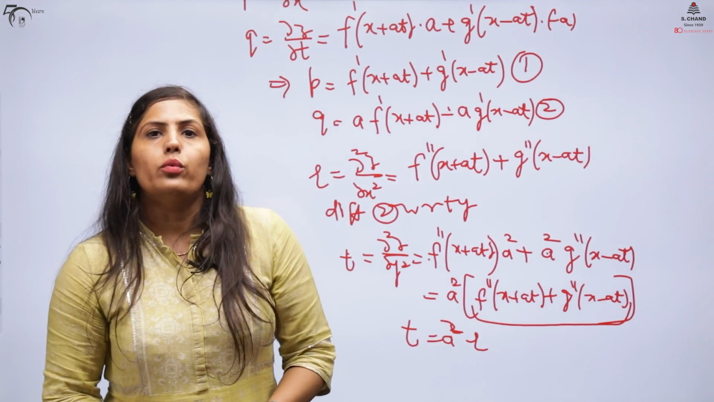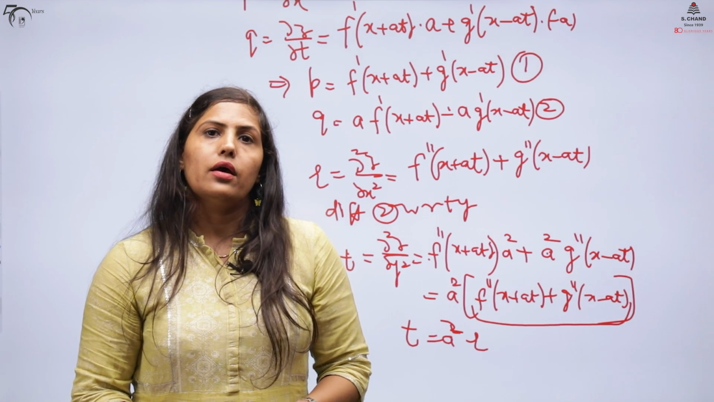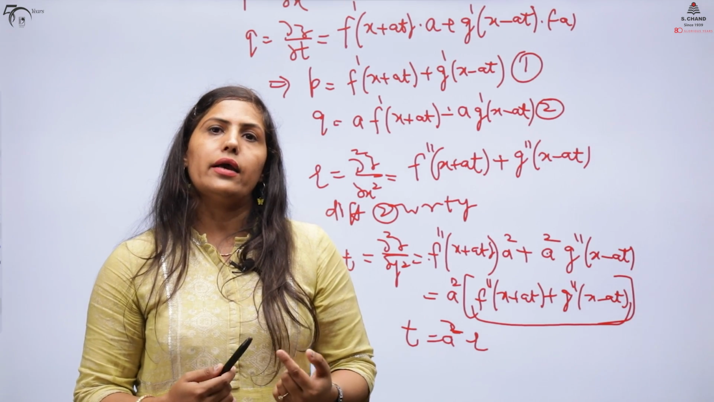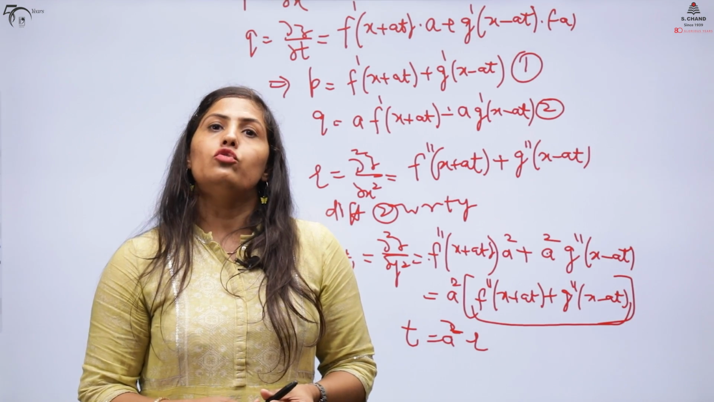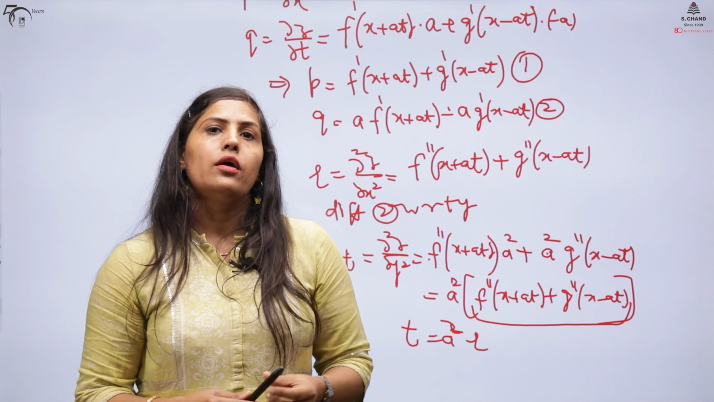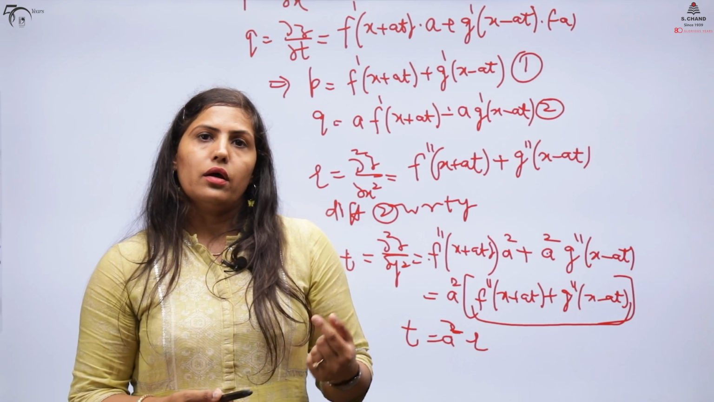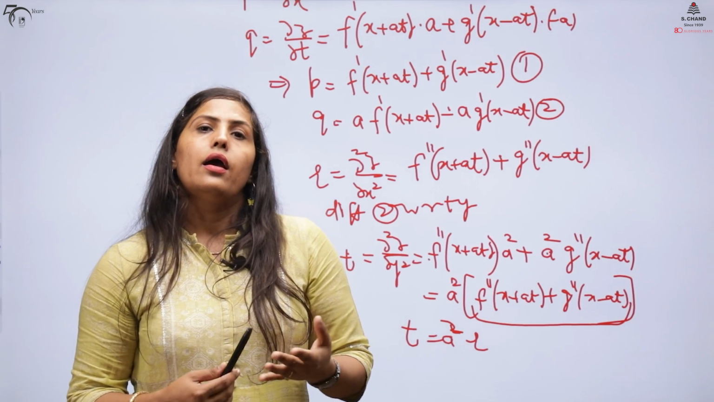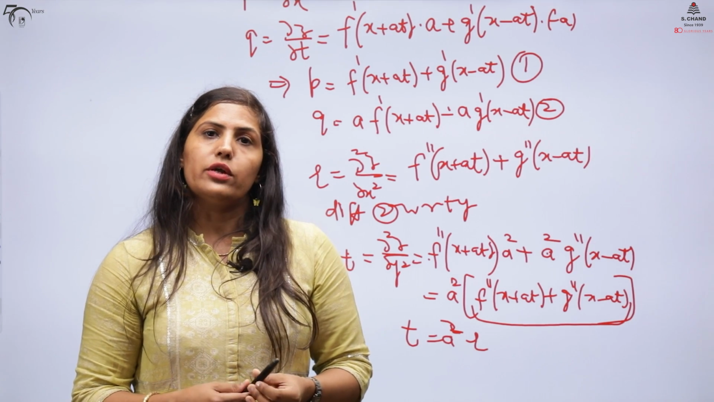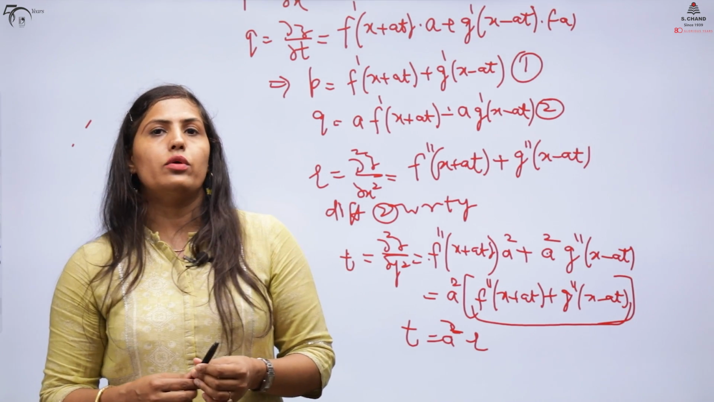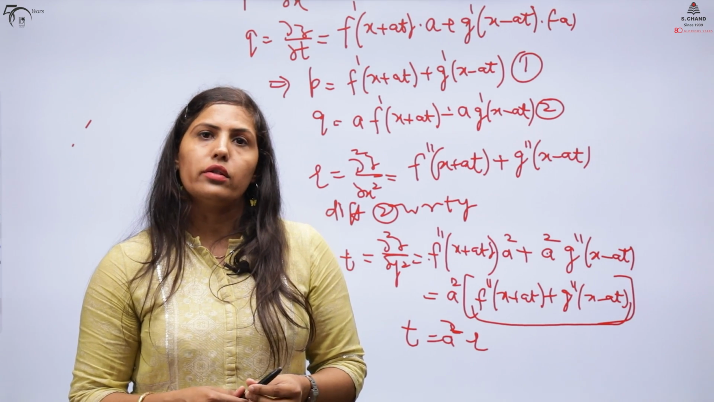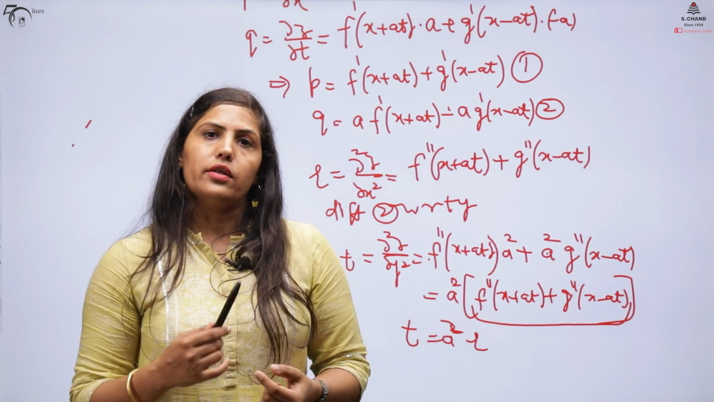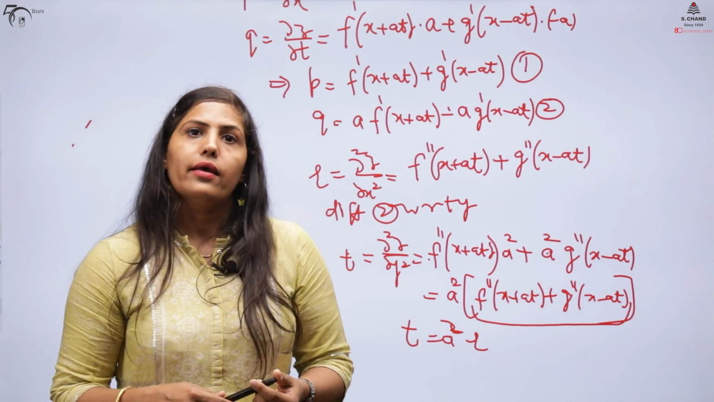So in this lecture we have learned two types: in the first type we had one function, in the second we had two functions. We removed the two functions to get the partial differential equation, and one more case we discussed, in which we had constants. We learned how to remove the constants. So these are all three methods for the formation of a partial differential equation.